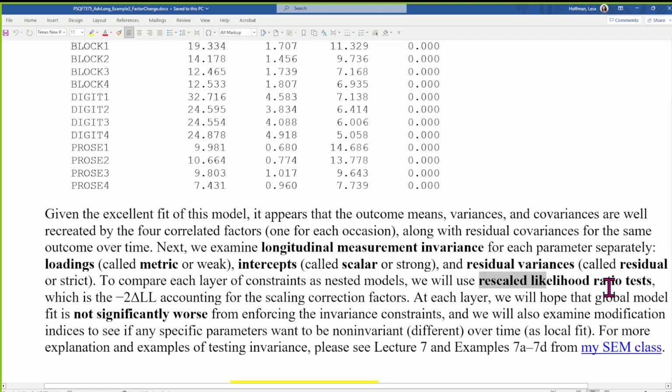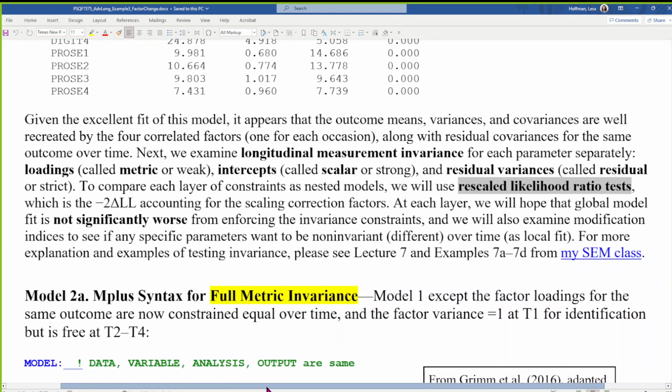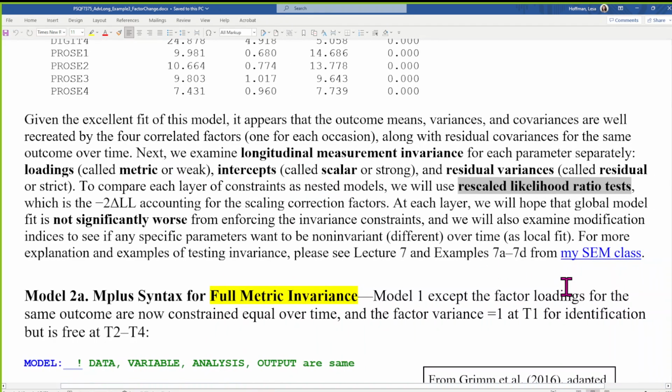And we're using rescaled likelihood ratio test by which to do so. I have another whole set of words and examples on testing invariance. I have 4 different examples in my SEM class that I'm referring you to here if you want to see more about that, if you haven't seen it before.